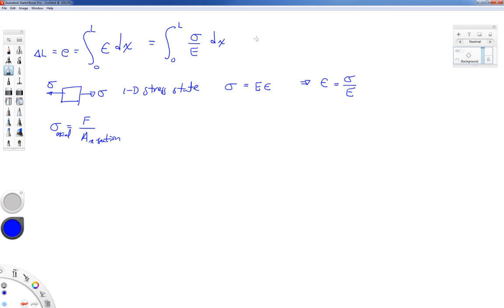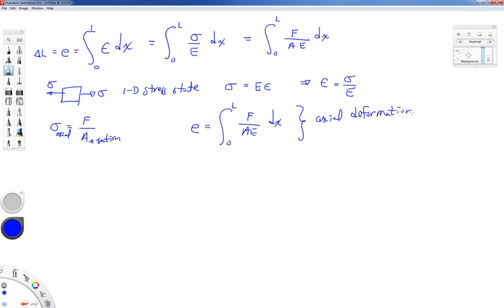So if we want, we can also write this integral a little bit differently. It's the same thing, but we're going to have F over A, and then divide that by the modulus of elasticity E, integrated along the length of the bar. We will work with this equation quite a lot, so let's write it down. Little e is the integral along the length of the bar of F over AE dx, where this little e represents the axial deformation, the amount of stretching of the bar, the change in length due to its loading. Here, F is the internal force. It could be a function of position x.